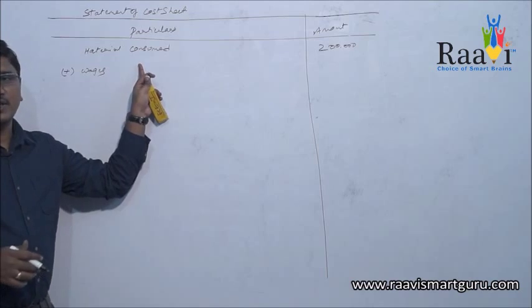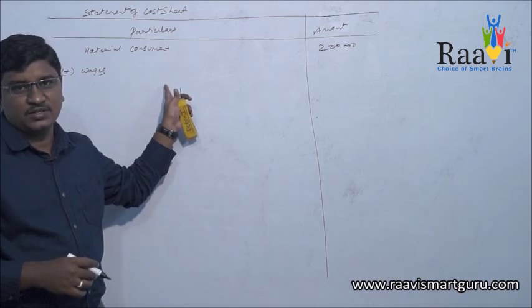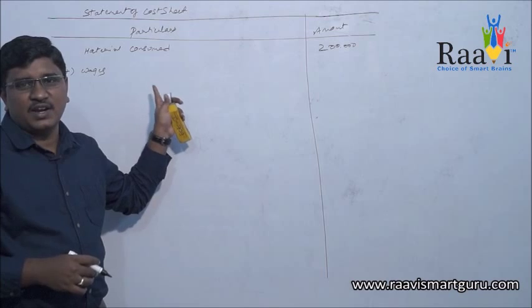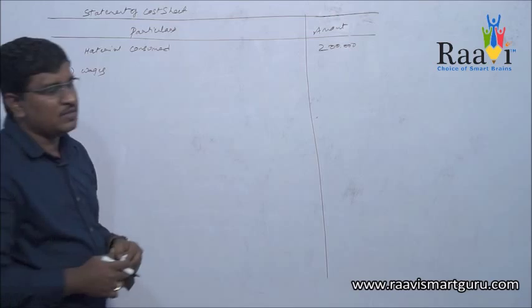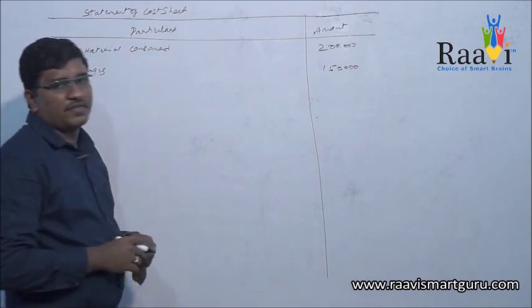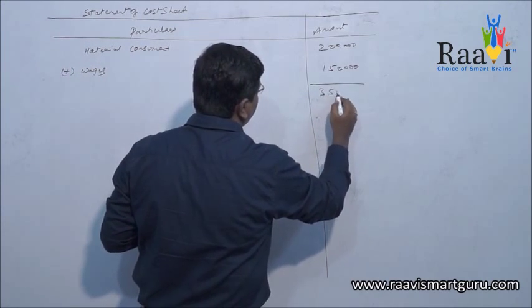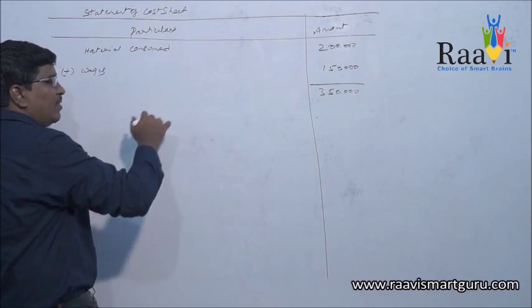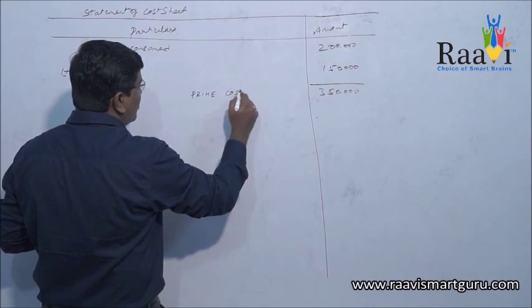First we wrote material consumed, that is 2 lakhs. For this material consumed we will be adding the direct wages. Direct wages can also be known as direct labor or wages. Wages, direct labor, direct wages, all these three are the same. The value of wages is 1,50,000. We will be adding these two, so the value will be 3,50,000, and we will be naming it as prime cost.